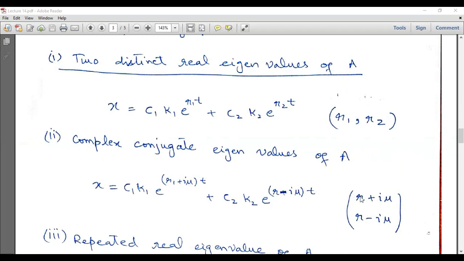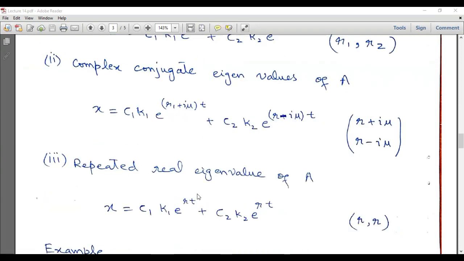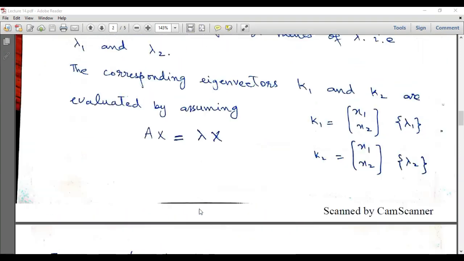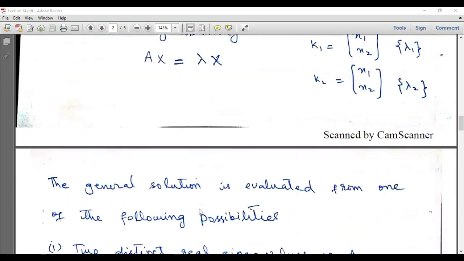Then the general solution will be equal to c1 k1 e raised to power (r plus i u) t plus c2 k2 e raised to power (r minus i u) t. If we have two complex eigenvalues, then they will be complex conjugates of each other, with equal real parts and opposite imaginary parts. And if we have repeated real eigenvalues of A, for example, both eigenvalues equal to the same number r, then the general solution will be of the form x equal to c1 k1 e raised to power rt plus c2 k2 e raised to power rt. So this is how we can solve the higher order ordinary differential equation using the eigenvalue method.